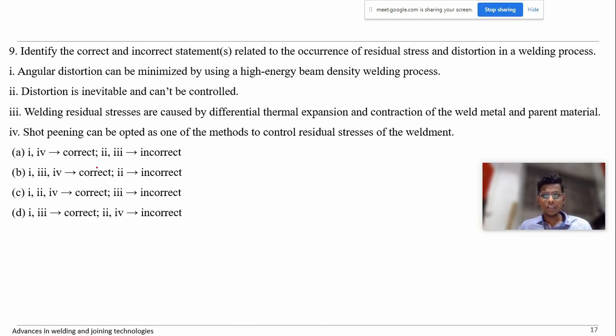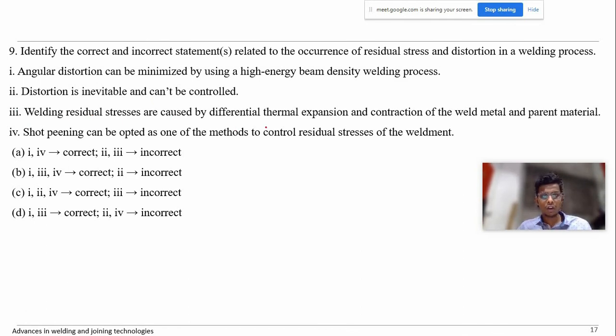So angular distortion can be minimized by using a high energy beam density welding process. That is true. Then, distortion is inevitable. That is true. In any welding process, the distortion is inevitable because of the tensile stresses generated, and also once the clamping is removed, there will be redistribution of the stresses, so distortion will evolve. But they have mentioned that it cannot be controlled, but that is not the case, right? There are various welding sequences we can follow or other techniques to reduce the distortion. So this is incorrect.